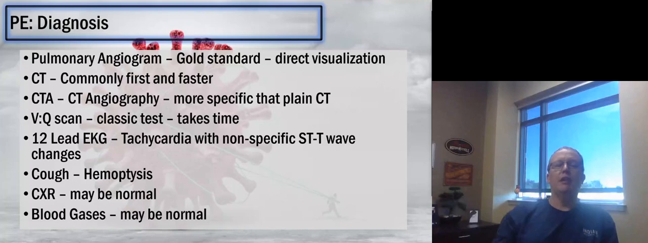CT angiography is currently a form of CAT scan that is evolving. More and more centers are doing these because they actually provide a CT image, but more than that, they provide 3D visualization of the vascular bed so that we have really not just CT slice images, we also have a three-dimensional depiction of what that pulmonary anatomy looks like and where the blockage is.